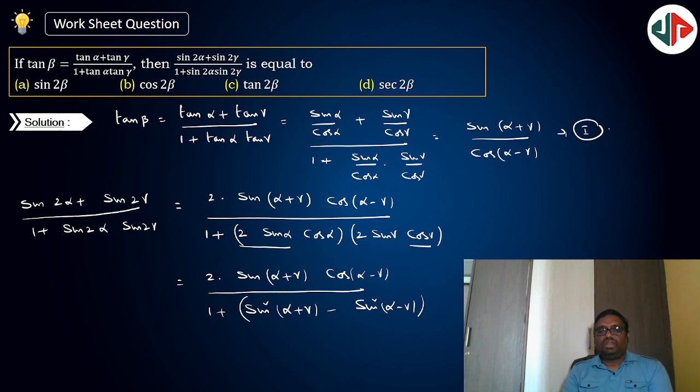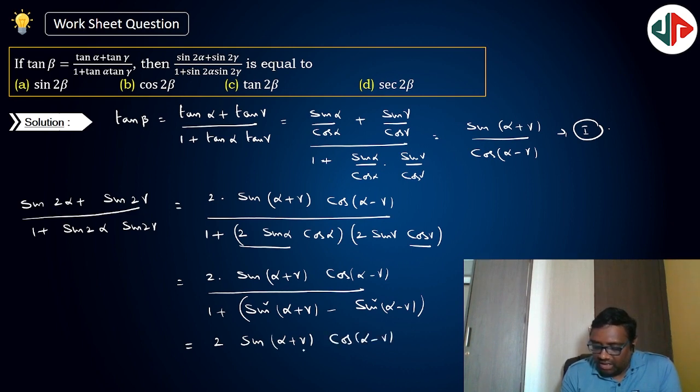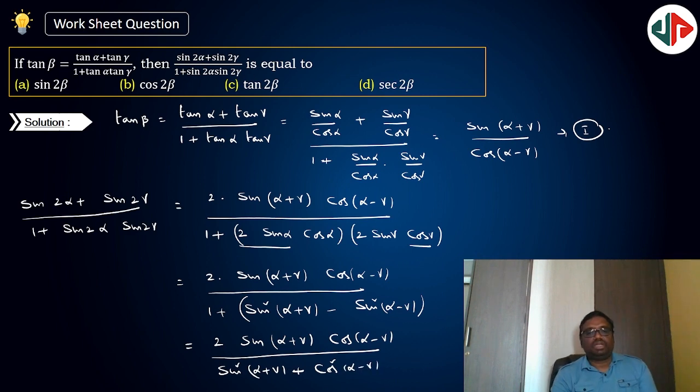Sine square a minus sine square b we can rewrite as sine of a plus b into sine of a minus b. Sine of a plus b gives alpha plus gamma plus alpha minus gamma, the gamma gets cancelled, so sine 2 alpha, which means 2 sine alpha into cos alpha only. That is the condition. Now we can rewrite this value as 2 into sine of alpha plus gamma into cos of alpha minus gamma over sine square of alpha plus gamma plus cos square of alpha minus gamma, because 1 minus sine square theta means cos square theta only.